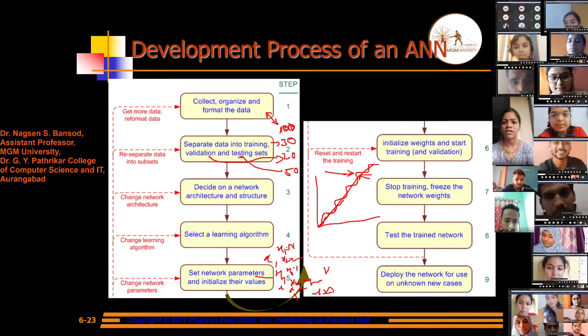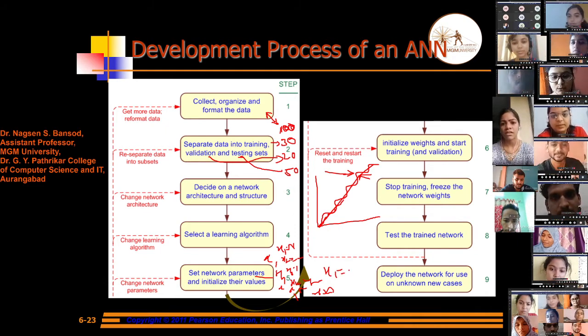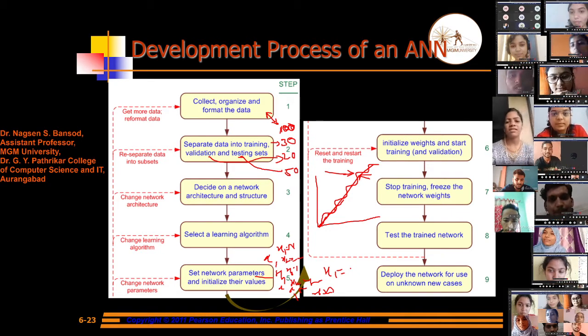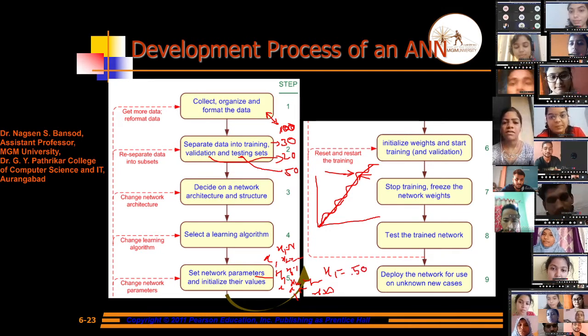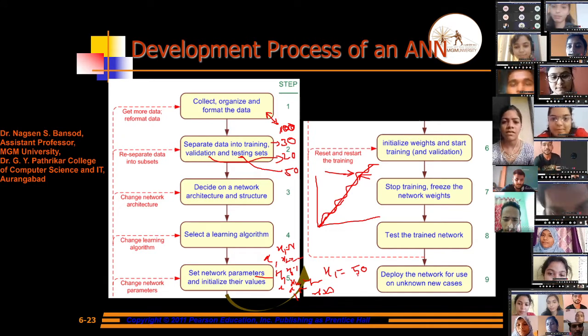We have to provide the value for x1. X1 equals how many names are there in our data. Suppose we have a hundred records and only 50 names are correct, then we initialize x1 equal to 50.